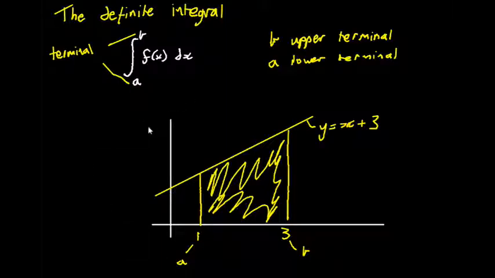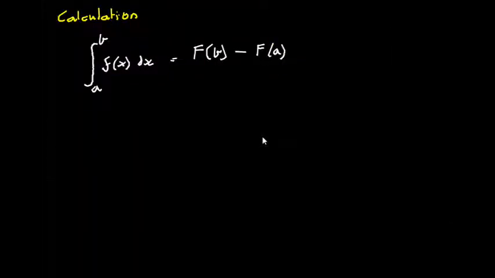So all we're looking at is we're finding the antiderivative between x equals 1 and x equals 3 for the line x plus 3 dx. And what we're going to have a look at is how we actually evaluate this. And we get this calculation.